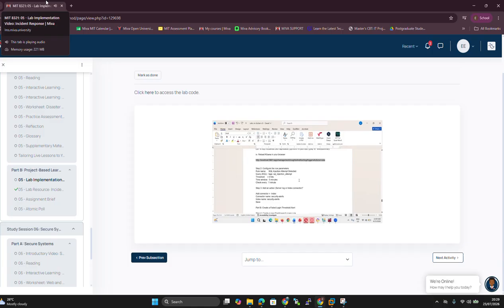Once that is done, then step 2 is to configure the rule parameters. Where you see rule name, put this. Where you see query KQL, put this tag. Where you see threshold, put 0 hits. Where you see time window, put 5 minutes. Where you see check every, put 1 minute.